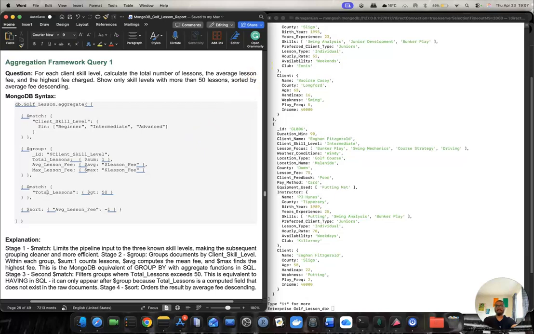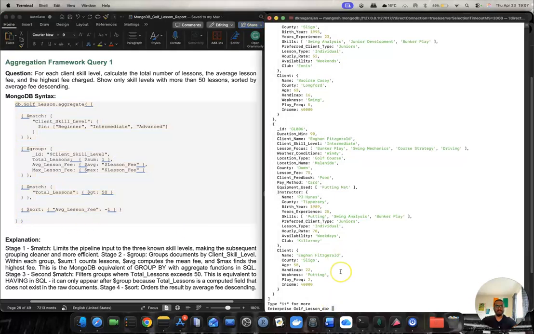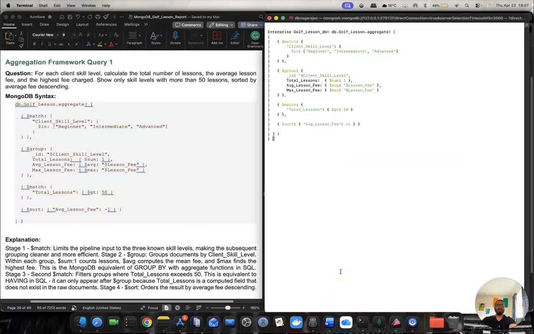Now to move on, we have a final query here. I'll just run this to show how it works. CLS to clear the screen, and that is the output.